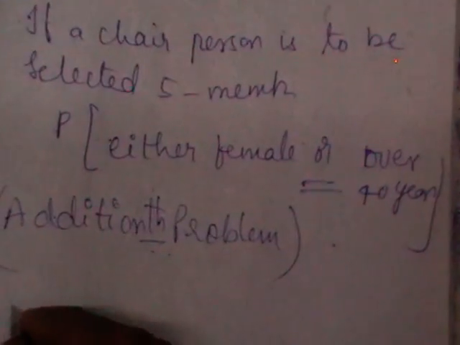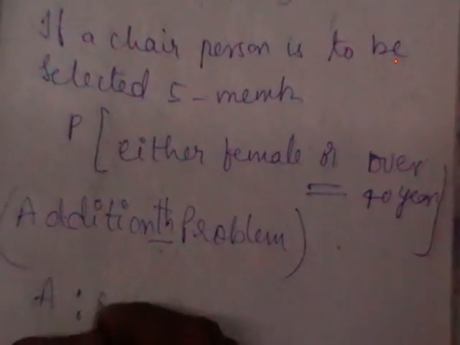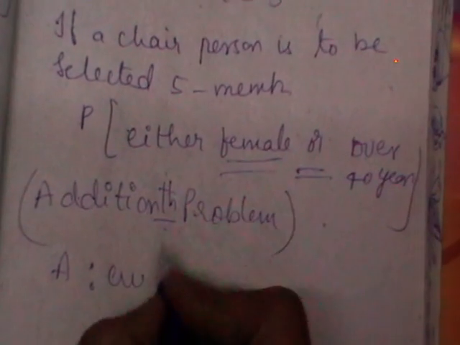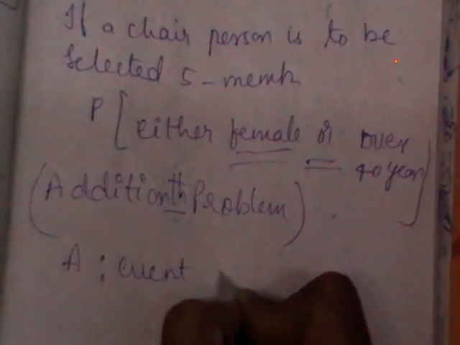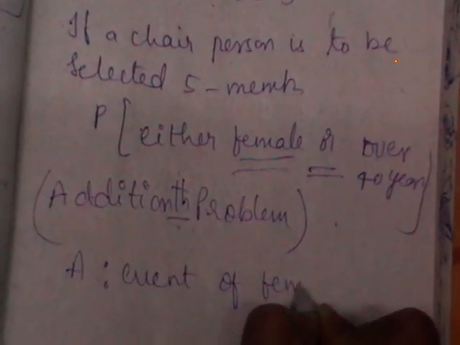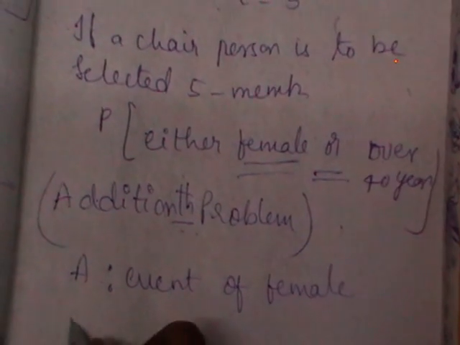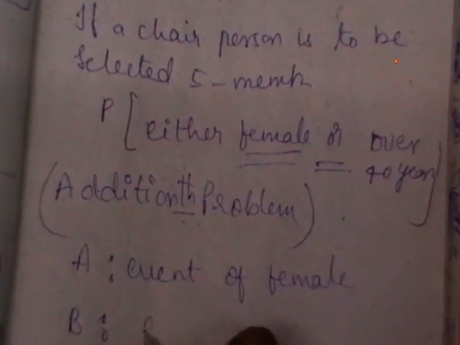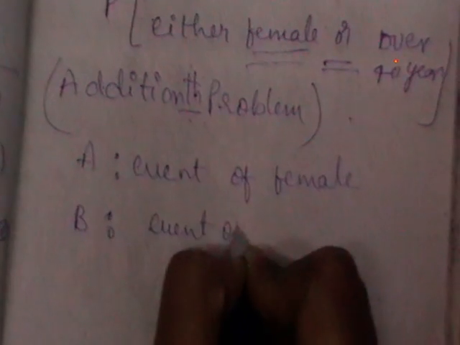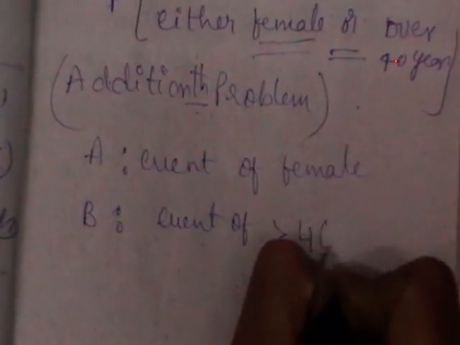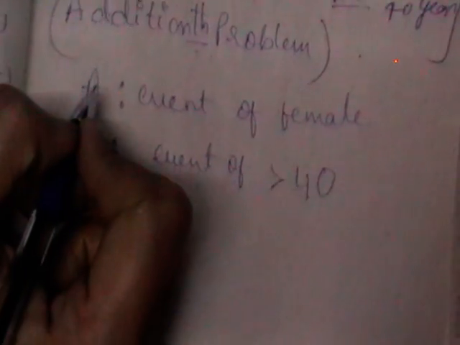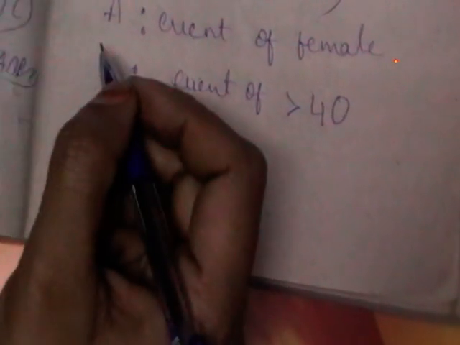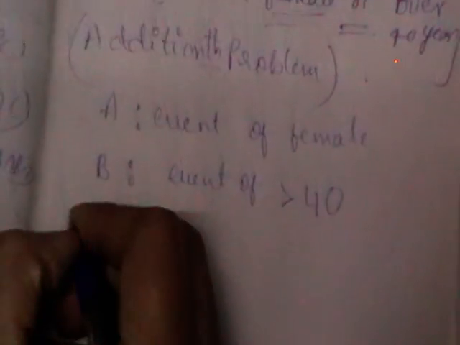So let us take the first event as A. Let A be the event of selecting a female person as chairperson, and B be the event that the person is of age over 40 years. Now, is there any combination? That means you are going to find out P of A union B.